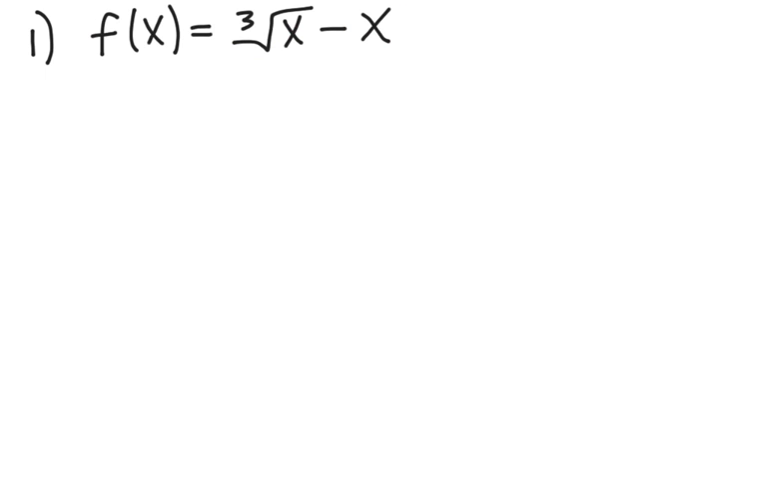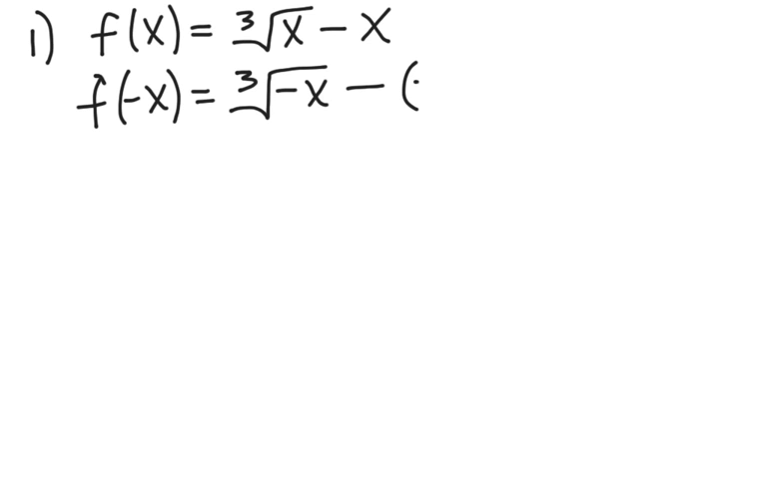Number 1, f of x equals the cube root of x minus x. And we want to determine whether this is even, odd, or neither. So we begin by inputting a negative x. We're computing f of negative x. So that means we would have the cube root of negative x minus negative x. And now we're going to simplify this function and then compare it to the original.